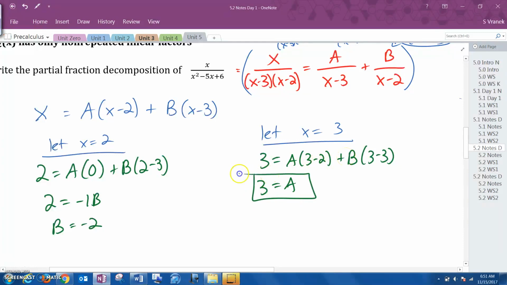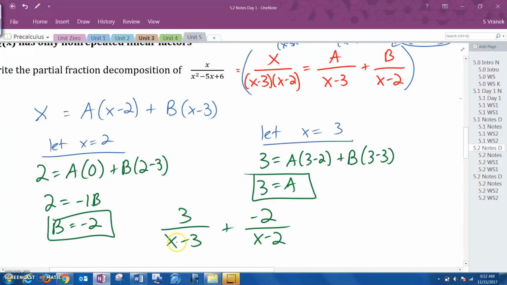So we have it. So now if you write this, that's not the final answer. You need to write it in your partial fractions. So go back to the top. Notice that at the top I have the a part over x minus 3. So 3 will end up over x minus 3 plus b, which is negative 2 over x minus 2. And that would be our final answer.